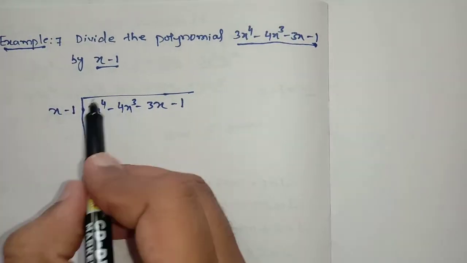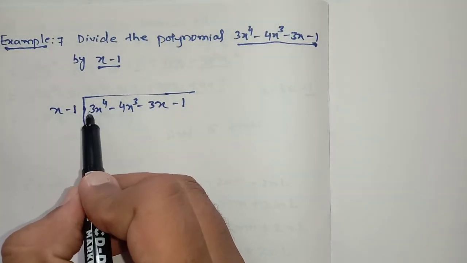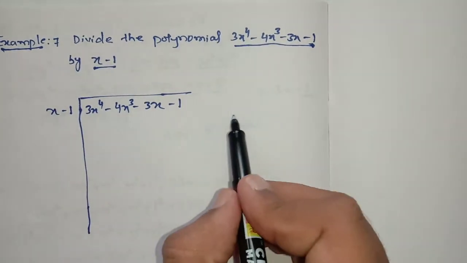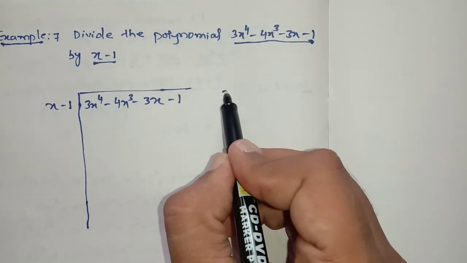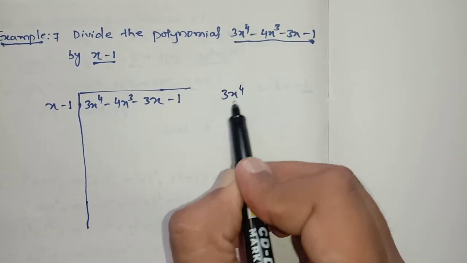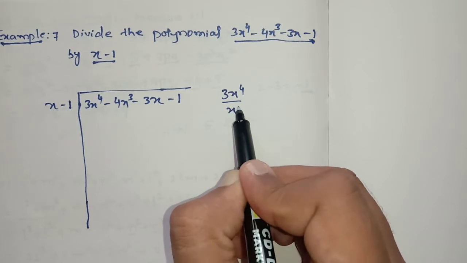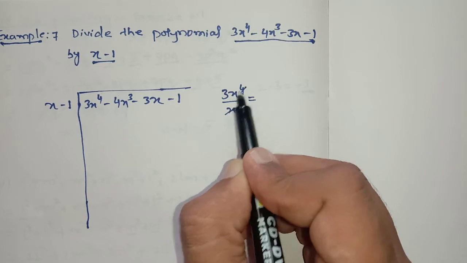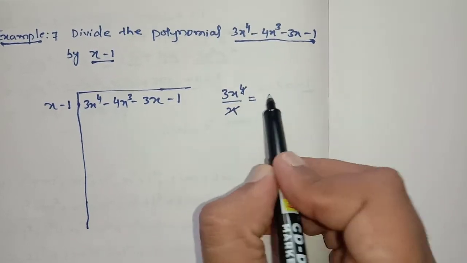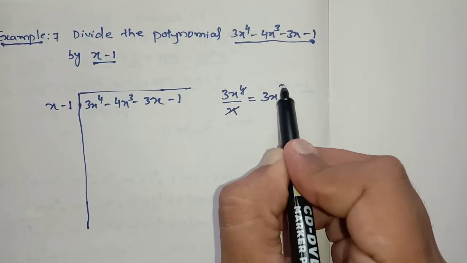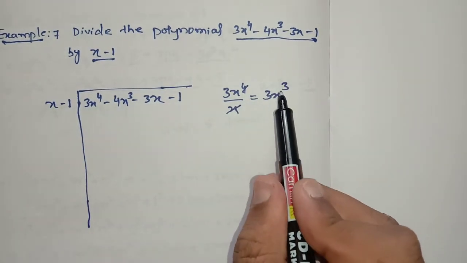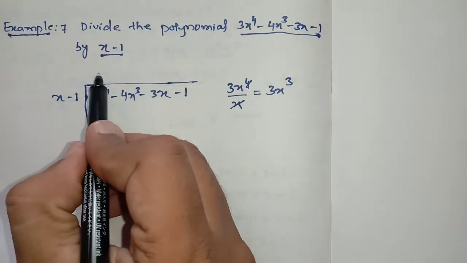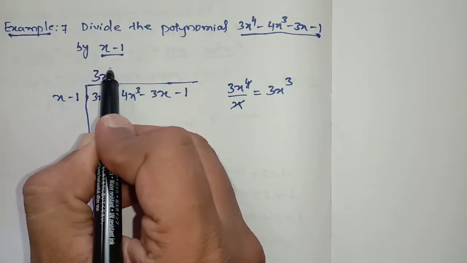Let's start. First we have to divide the first term of the dividend by the first term of the divisor. So it will be 3x to the power of 4 divided by x. So 1x and 1x get cancelled. Out of x to the power of 4, 1x gets cancelled. What will remain? 3x cube will remain. Whatever remains is considered the quotient, and it has to be written here, students: 3x cube.